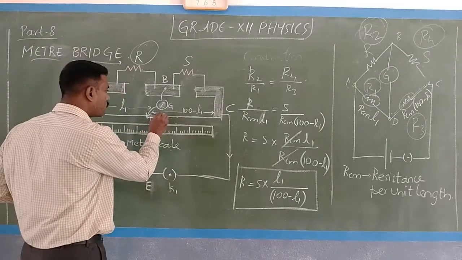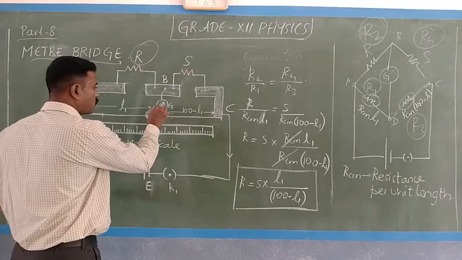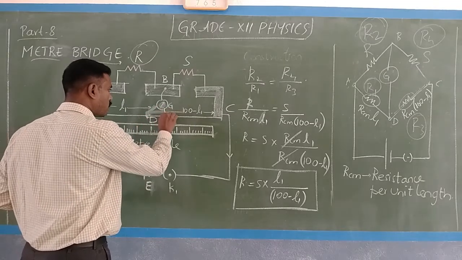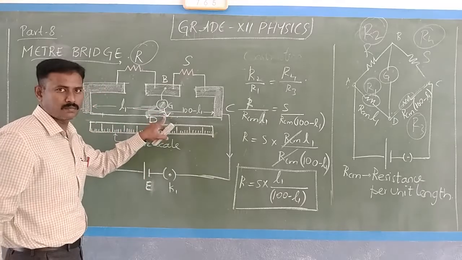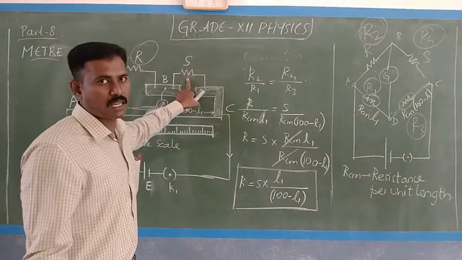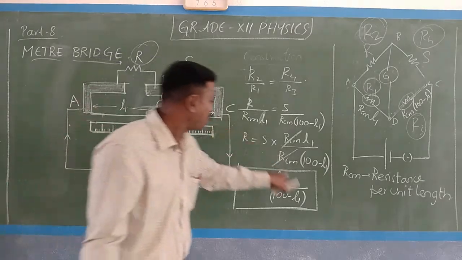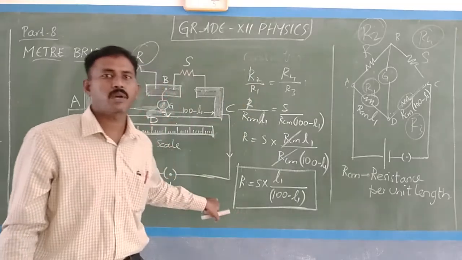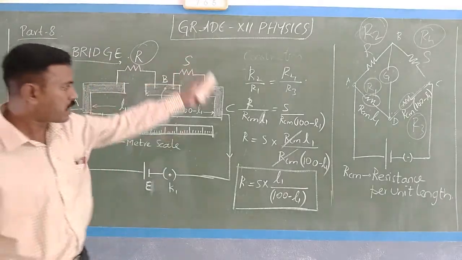Now if I move this jockey from here to here, from this point, that will become the length L1. So I got the value of L1. I have the standard value S, and this 100 minus L1 I can get, and using that I can find the value of R. Clear? So please write it carefully.